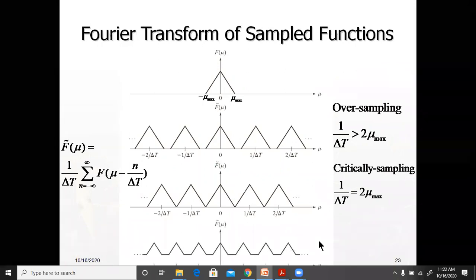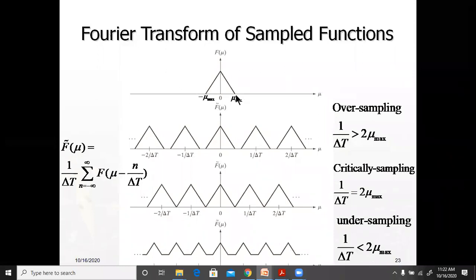But if it is undersampled, if 1 by del t is less than 2 mu max, that is 2 mu max is greater than 1 by del t, that is the case which is appearing over here. You see that we are not able to reproduce the whole of the signal.